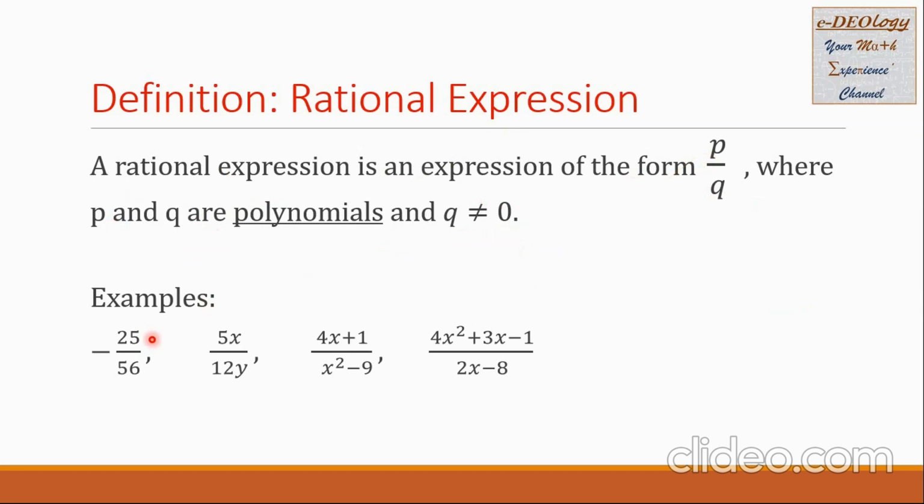We have here examples. The first is negative 25 over 56. Second example. Third example, the numerator is 4x plus 1 over the denominator x squared minus 9. Fourth example, the numerator is 4x squared plus 3x minus 1 all over the denominator 2x minus 8.